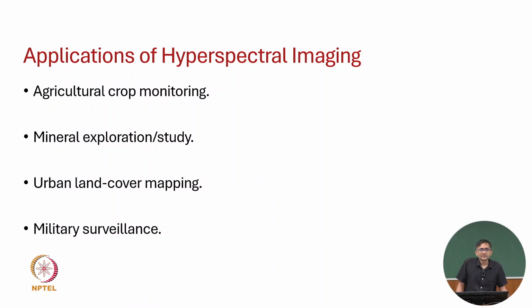The applications of hyperspectral imaging lie in agriculture, I mean crop monitoring, which I already mentioned. Another interesting application area is mineral exploration. Since the detailed spectral signature enables us to distinguish between minerals. So mineral exploration, or for a known area where mining is happening, to understand how the mining activities are going on.